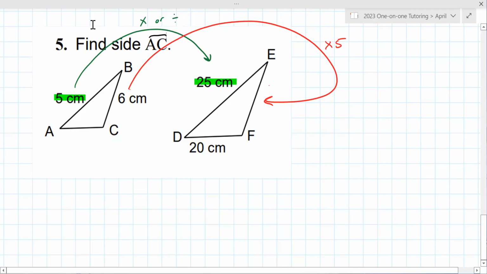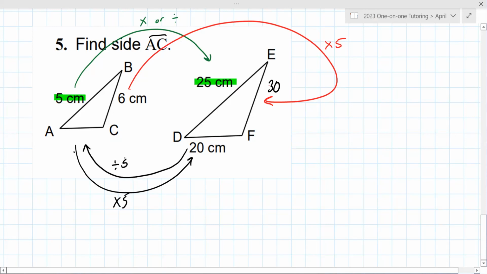All right, so 6 times 5? 30. 30, good. Okay, and then now AC, if we knew the value of AC, we could get to 20 by multiplying by 5. So to go the other direction, you have to divide by 5. You undo division or multiplication with division.